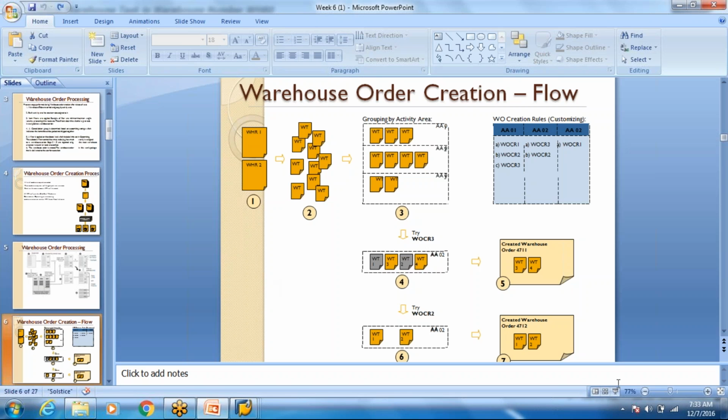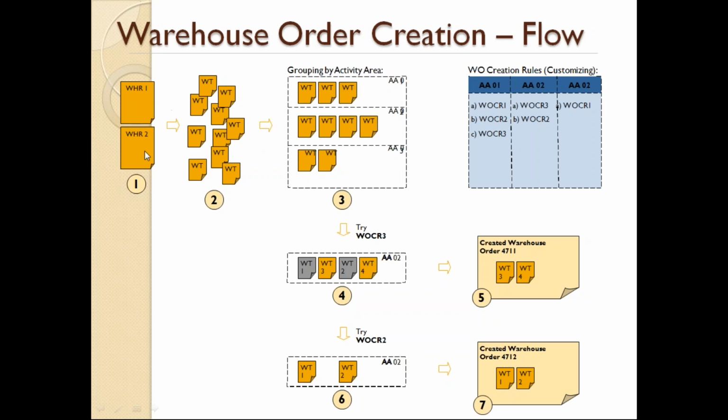Then we can also recap this rule concept. So we have warehouse requests. Let's say we have 2 warehouse requests, and let's say 10 tasks for the 2 requests. Then all the 10 tasks are grouped together as per the activity area. Let's say 3 tasks are to be picked from activity area 1, 3 tasks from activity area 2, and 2 tasks from activity area 3.